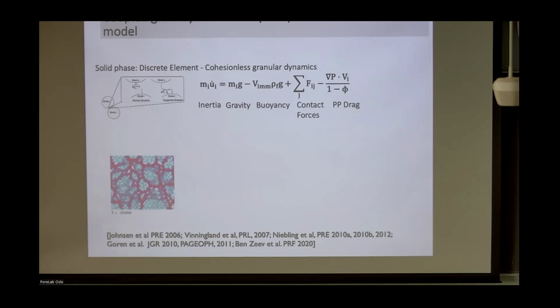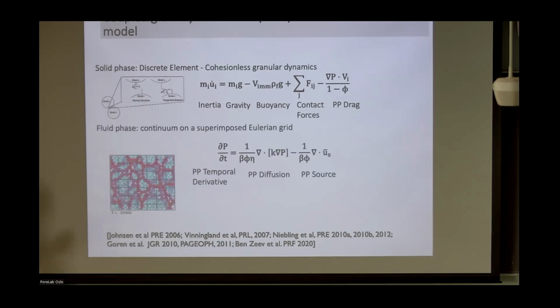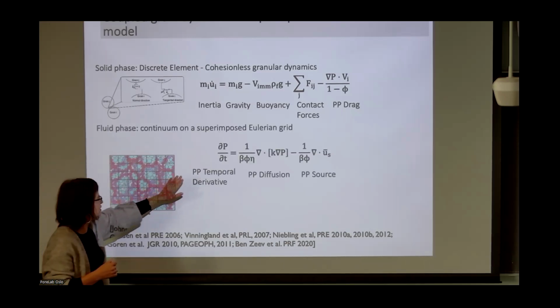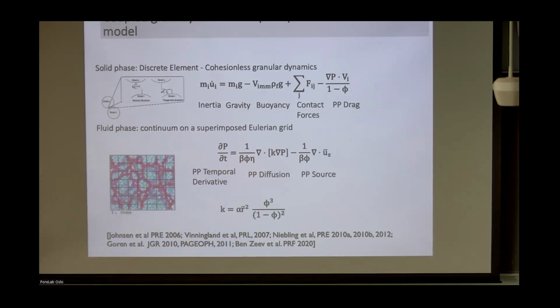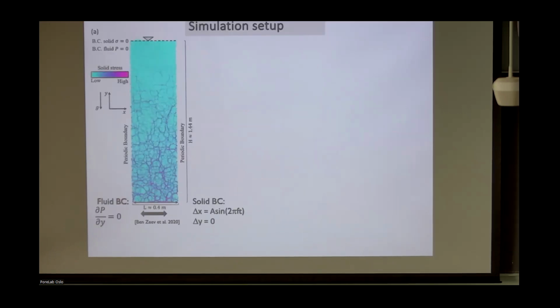Okay, so we have this grid, and on this grid we calculate this. And the permeability is just Kozeny-Carman. And the coupling occurs via the porosity, the permeability, the divergence, and the grad P term. Okay? So this is the simulation setup.